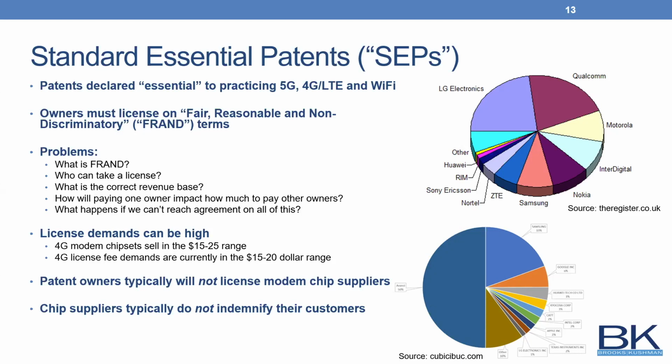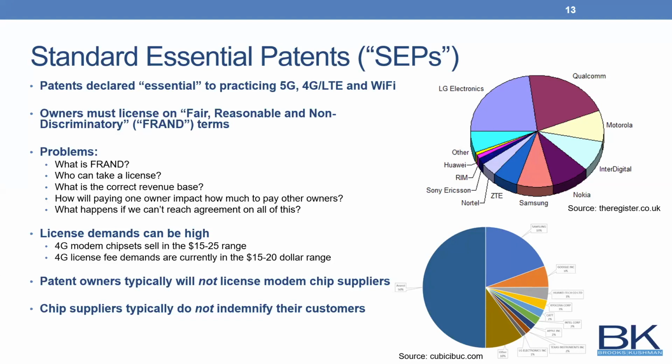Problems. What is the FRAND rate? These patent owners are allowed to charge adopters and their suppliers a FRAND rate, but what is it? Who should pay? There's a big debate over whether the big fish at the end of the supply chain who sells the big, most expensive end product should pay the royalty, or whether the chip supplier who actually inputs the cellular telecommunication chip should pay. Obviously, those are two very different royalty bases, revenue bases, and they lead to a very different number.